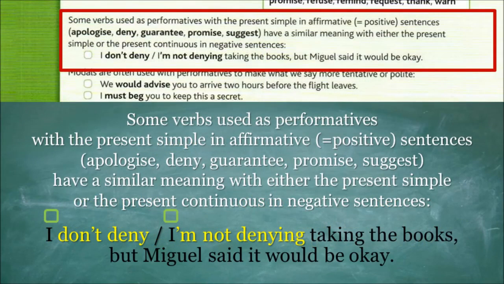Some verbs used as performatives with the present simple in affirmative sentences, equals, positive, apologize, deny, guarantee, promise, suggest, have a similar meaning with either the present simple or the present continuous in negative sentences. I don't deny taking the books, but Miguel said it would be okay. I'm not denying taking the books, but Miguel said it would be okay.